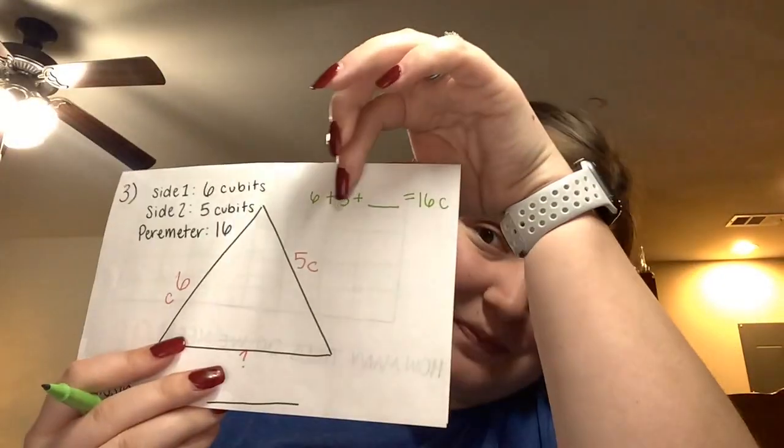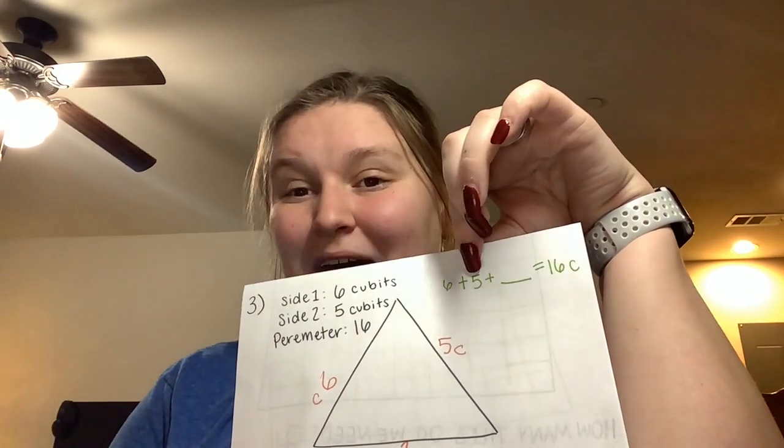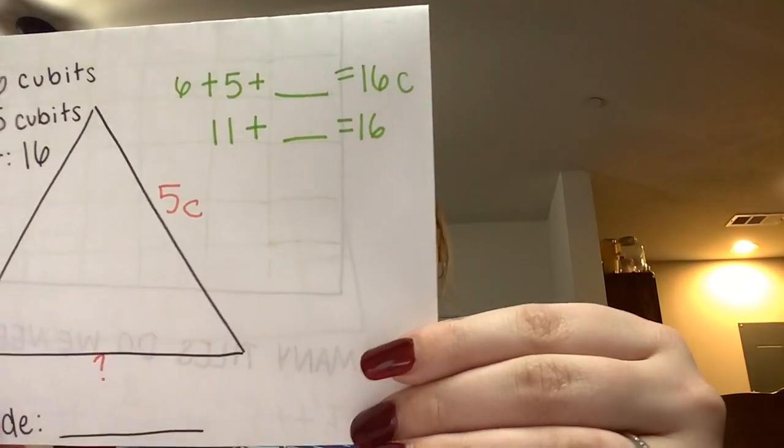So first, we're going to add on this side. What is 6 plus 5? 11. Great job. So we have 11 plus blank equals 16. All right, so how do we get from 11 to 16? Let's count from 11 to 16. But we have to remember, when we're counting from 11 to 16, we have to start at 11. So it goes 11, 12.